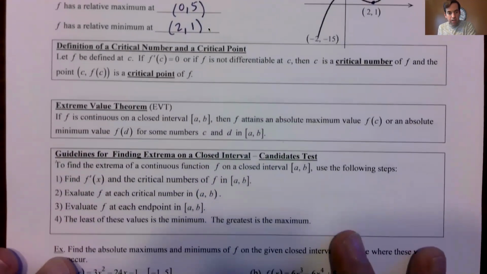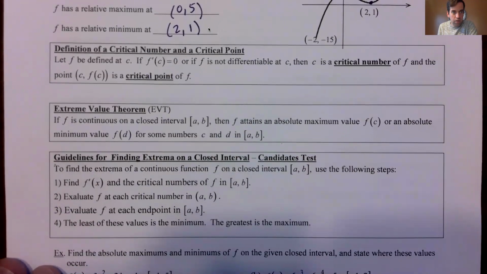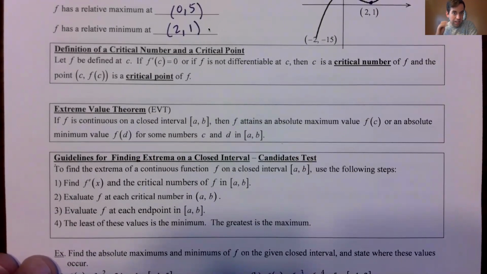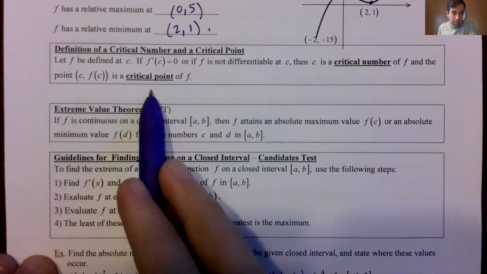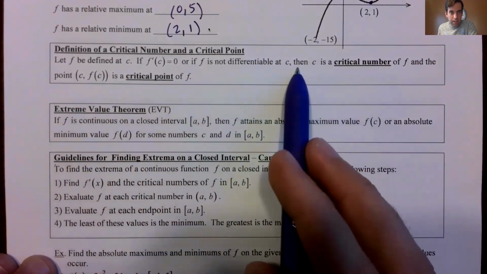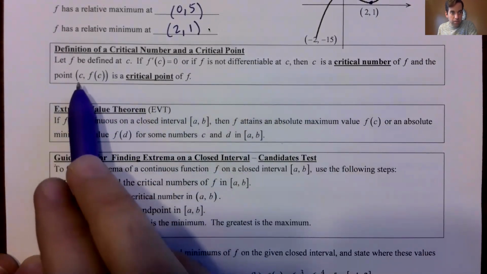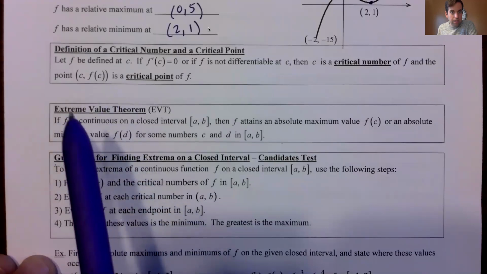We have a couple definitions that we have to read through here. So first off, the definition of a critical number and a critical point. If f is defined at c, f prime of c equals 0, or if f is not differentiable, then c is a critical number of f, and the point c comma f of c is a critical point. So we have a critical number, which is the x value, which we're calling c, and the critical point is the actual point for c, so c comma f of c.